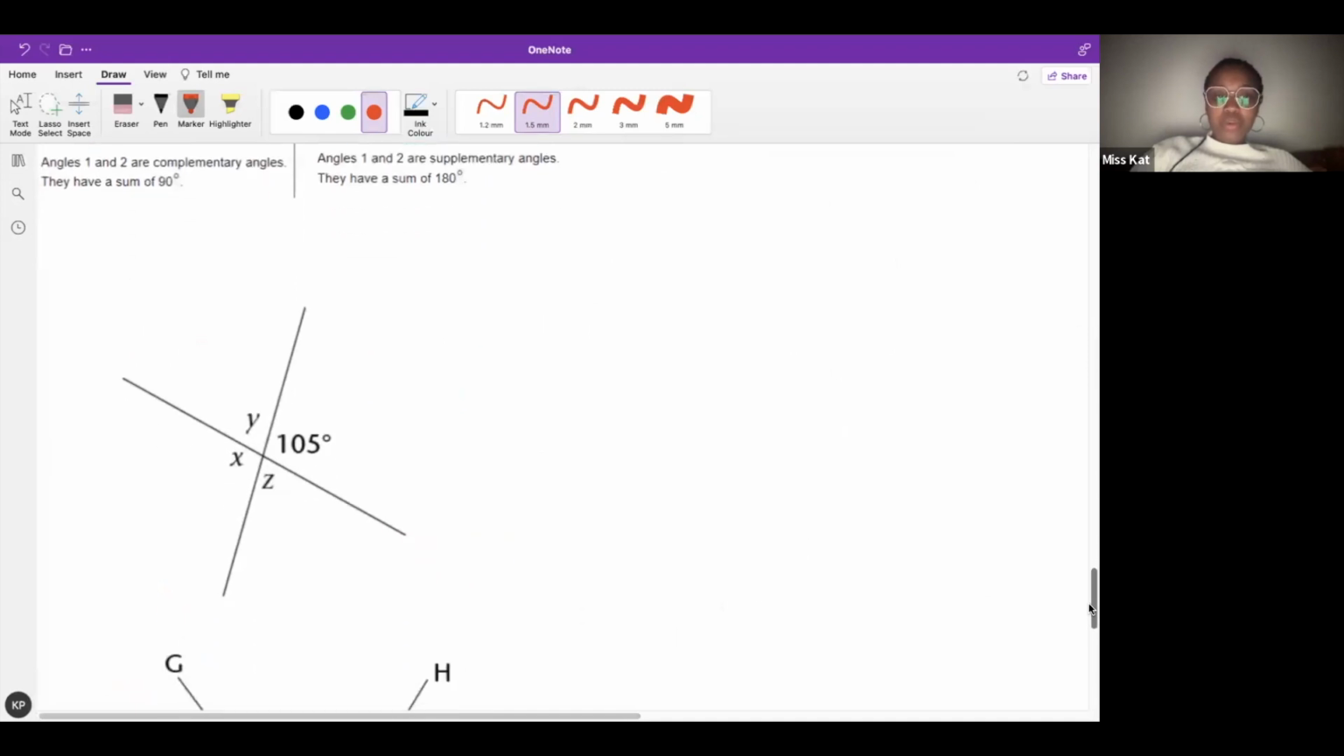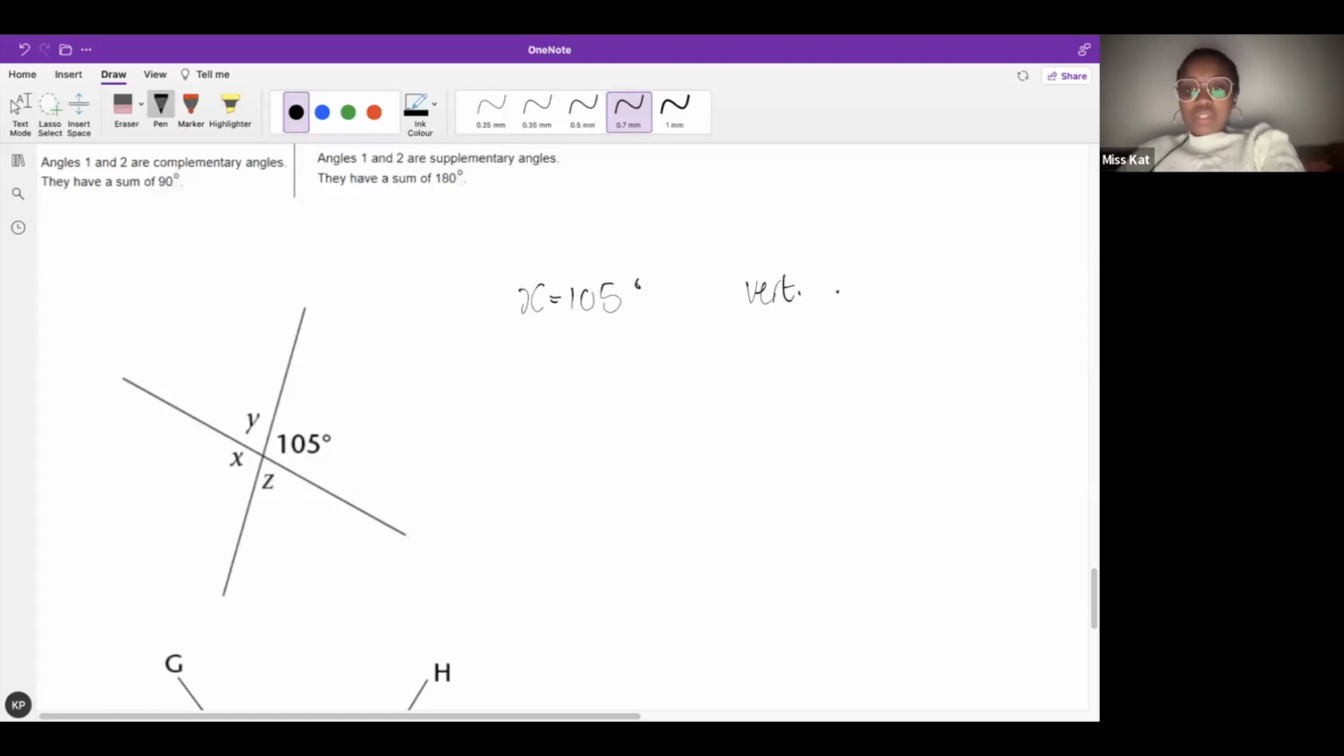So we want numerical values for these. Someone has already told me that x is equal to 105, and the reason was it's vertically opposite angles. Remember, we need reasons as well. X is 105, and my reason is vert op angles. Wonderful, we've done X. What's next?